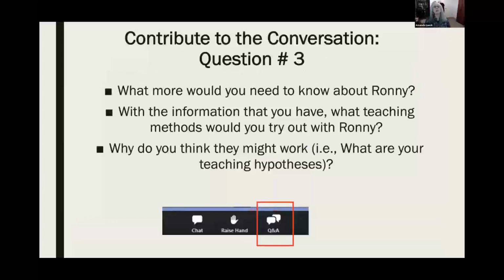Now, I'm going to ask these few questions, and we're going to go a little bit over because we started a little bit late. So what more would you need to know about Ronny? With the information that you have, what teaching methods would you try out with Ronny? And why do you think they might work? What are your teaching hypotheses?